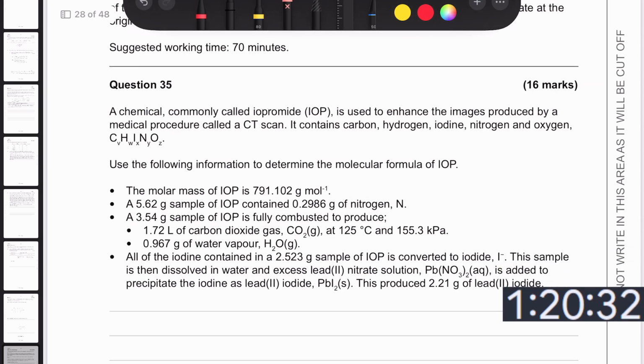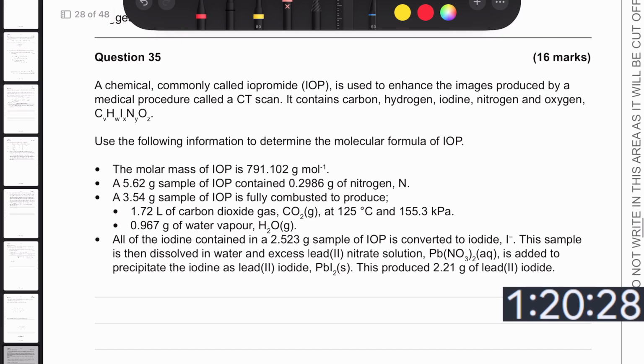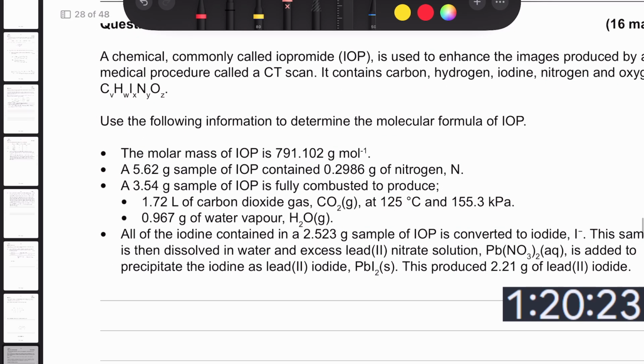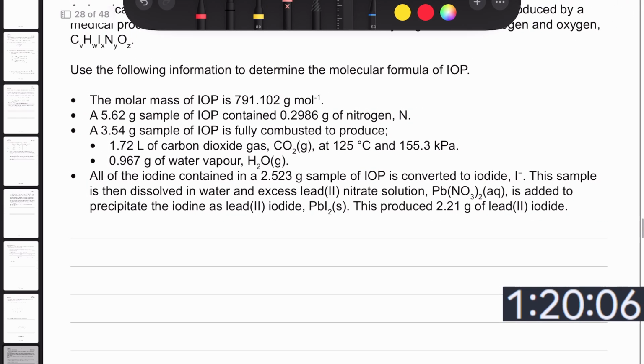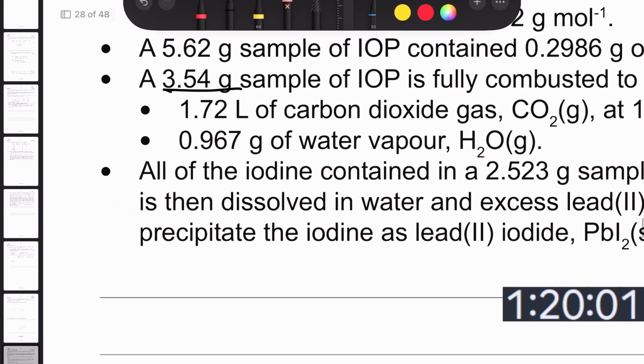Okay, iopromide is used to enhance images produced by a medical procedure called a CT scan. Hydrogen, iodine, nitrogen, oxygen. Find the molecular formula of that. Contains 0.2986 grams of nitrogen. Of iodine is converted to iodide. A sample is dissolved in water, and excess is added to the nitrogen. Okay, so let's just work on this first.